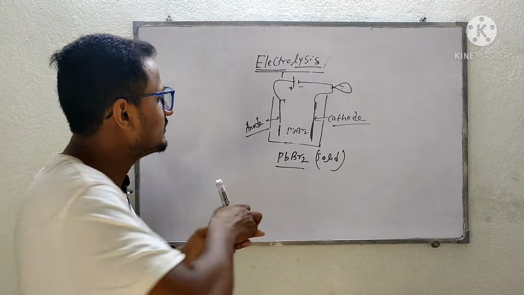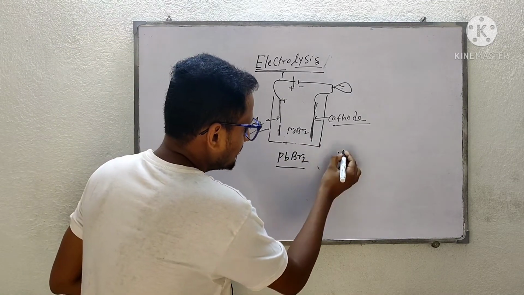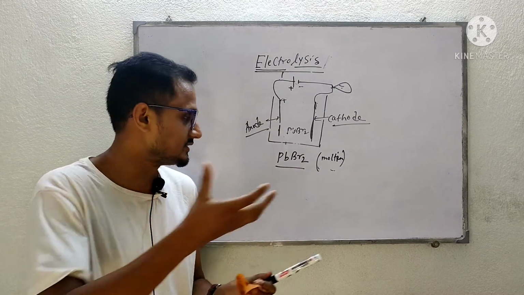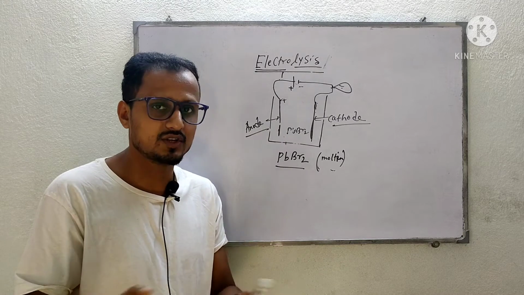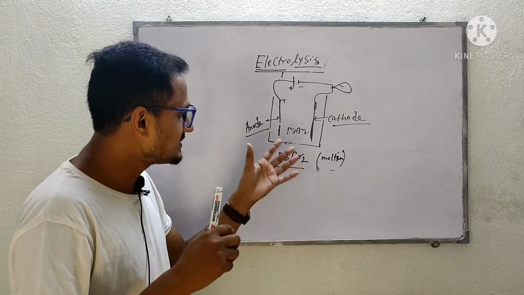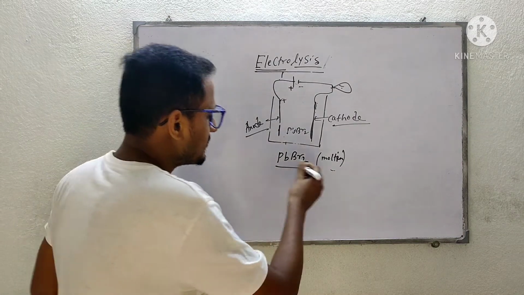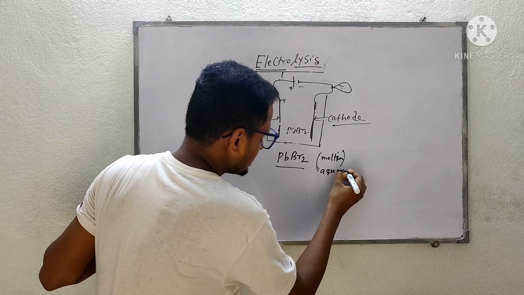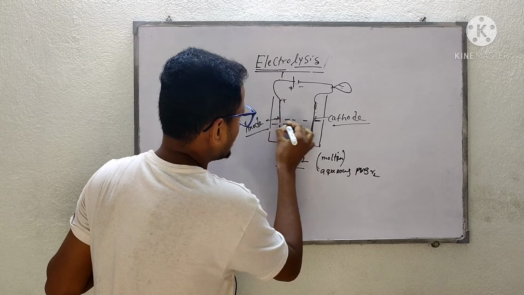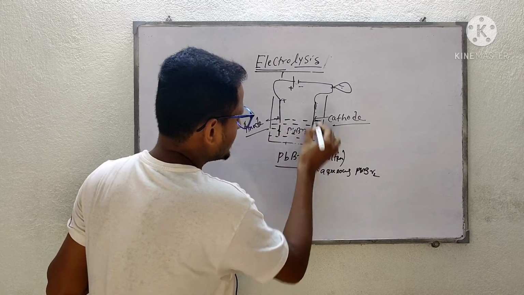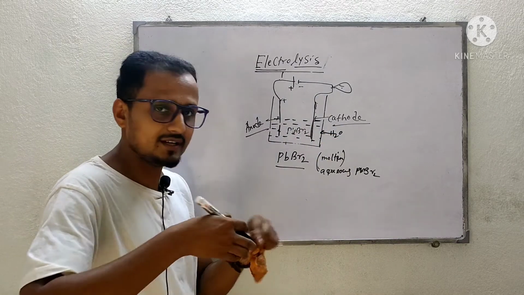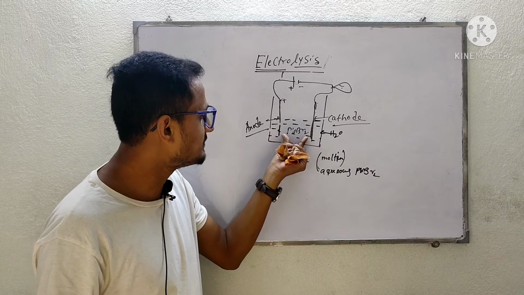But if you take molten sodium chloride here, sorry, not sodium chloride, molten lead bromide, you could also take sodium chloride. So if you take molten lead bromide, or aqueous lead bromide, aqueous lead bromide means you have to take water here. You have taken water, and in that you have added the substance lead bromide. So you have got the aqueous solution of lead bromide.